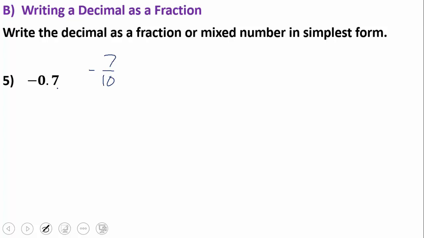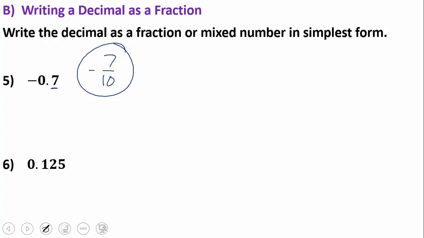Recognize the decimal place tells you what power of 10 you need to put in the denominator. This is one decimal place. That's 1 power of 10. That's 1. And of course we have the negative. Now this cannot be simplified at all. This is 100% simplified. We're done. Negative 7/10, writing that decimal as a fraction.